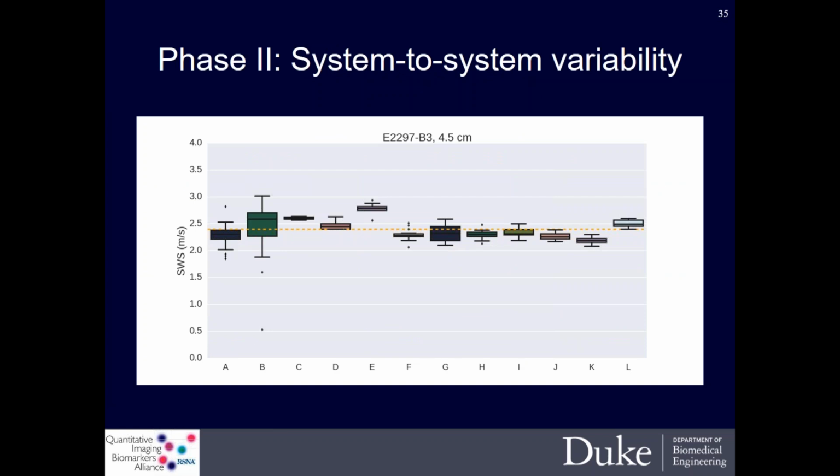What I am going to show then is a zoom in of one of these configurations. So this is showing that B phantom, the one in the middle, at the 4.5 centimeter depth. And what you can see here in a more zoomed in detail is just how much systems would deviate from the grand median of the system. So again, the orange dashed line is that grand median of all these data, and what you can see is that there is a bias between some of the systems. Some of these actually have very tight distributions, so they are statistically different from others.